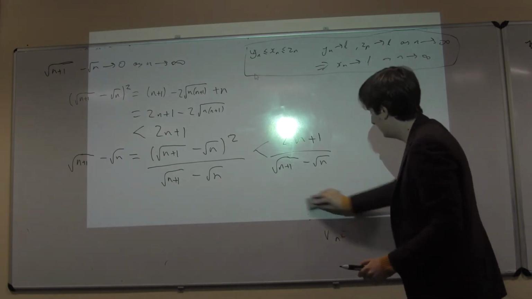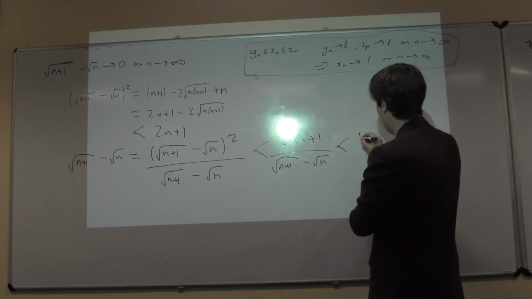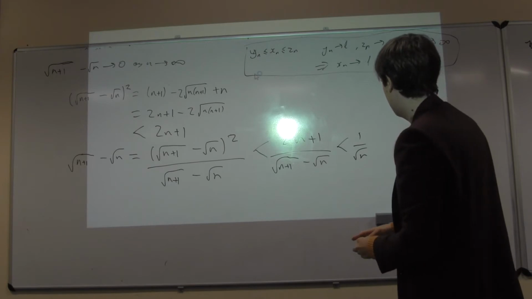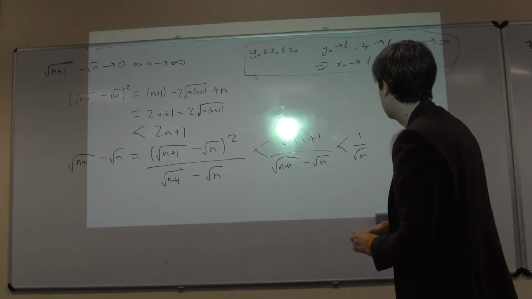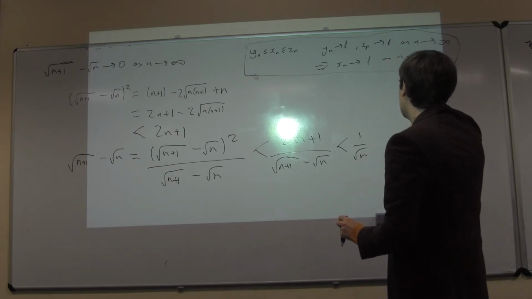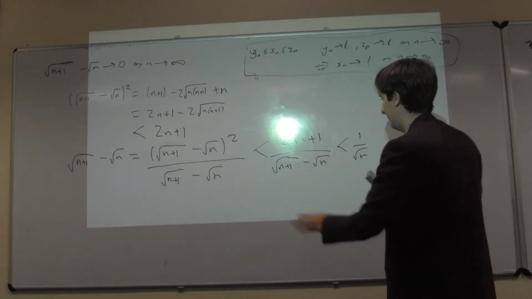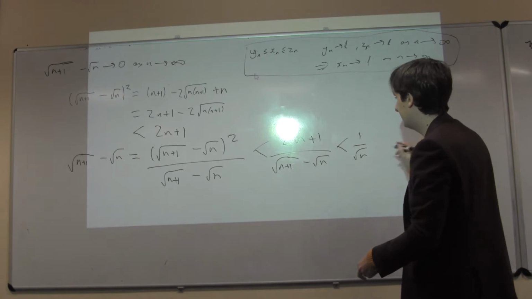So the claim, according to the answers, is that this thing is less than 1 over root n. Well, let's see if we can prove that. Clearly the answers think that's obvious. It's not obvious to me.